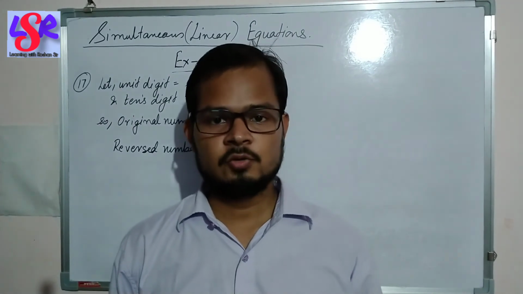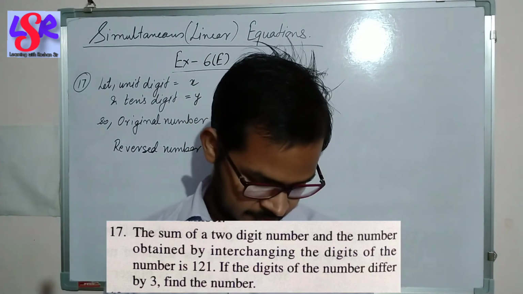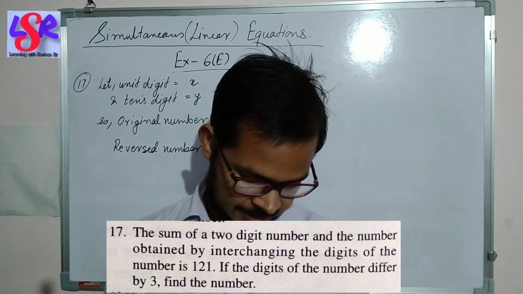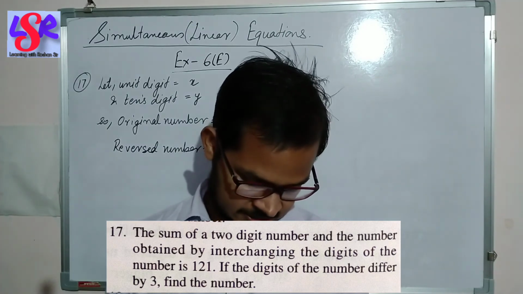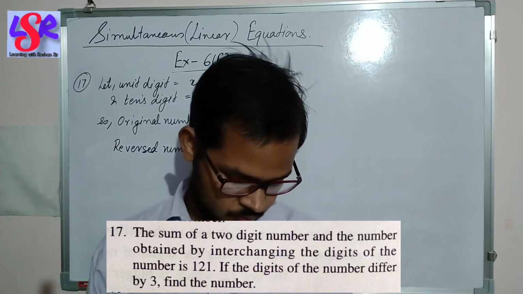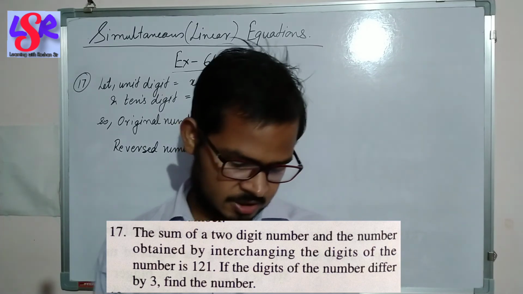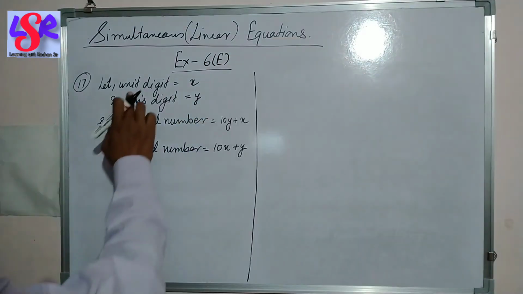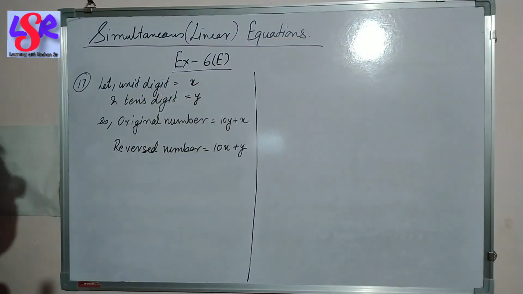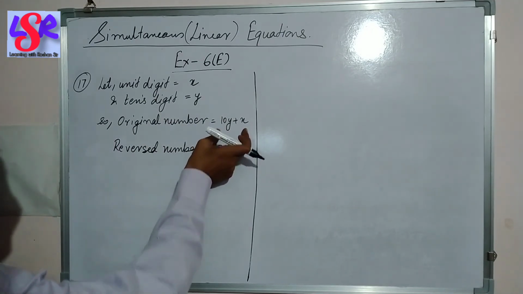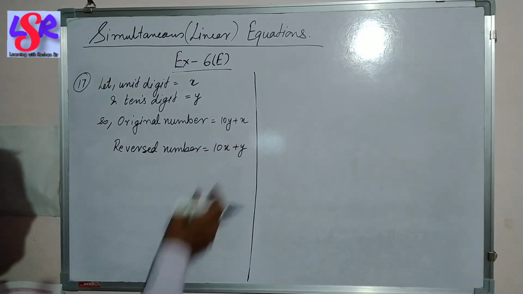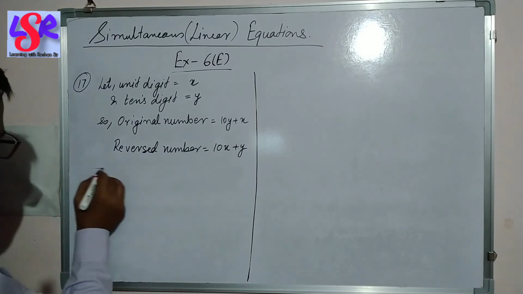Now let's go with question number 70. Here we have the sum of a two-digit number and the number obtained by interchanging the digits of the number is 121. If the digits of the number differ by 3, find the number. Let the unit digit be x and the tens digit be y. So the original number is 10y plus x and the reverse number is 10x plus y.